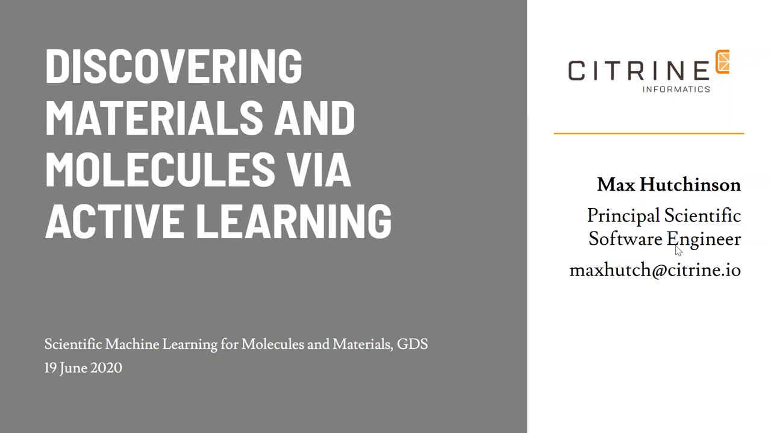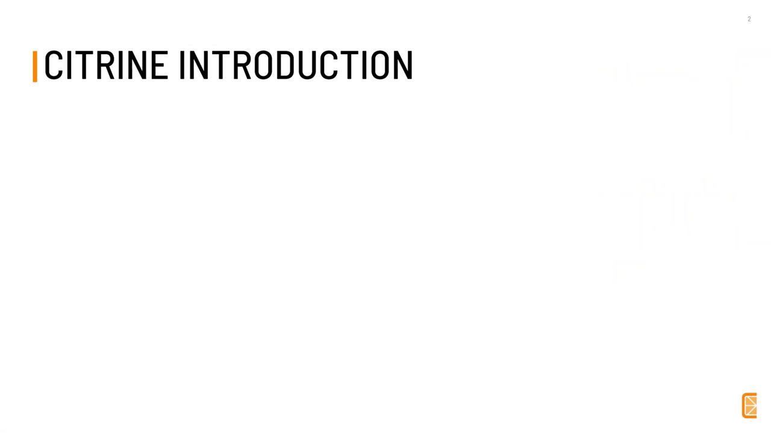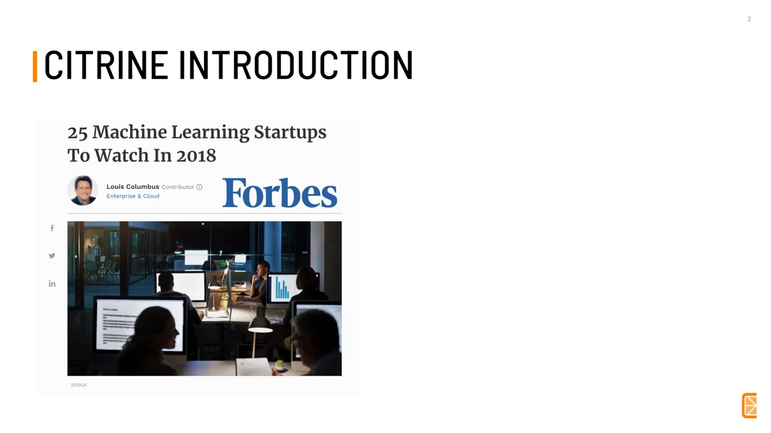I'm going to start us off by talking about discovering materials and molecules via active learning. So first, a little bit about my background and the perspective that I'm speaking from. I've been at Citrine Informatics since 2016. Citrine is a small company that has really been working to operationalize a lot of the academic research and methods development that has happened both in machine learning and in the new, well, not so new anymore, but at the time, new field of materials informatics.